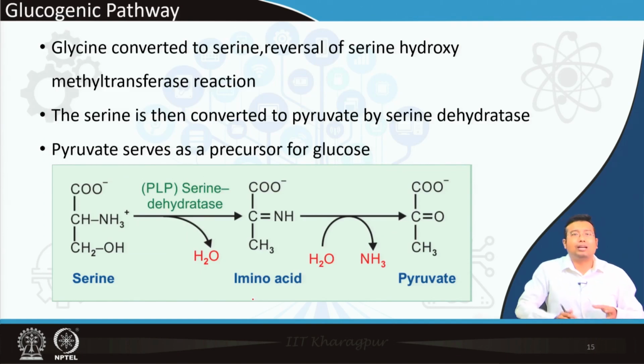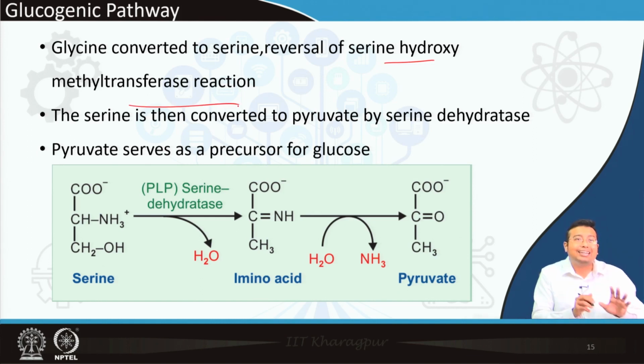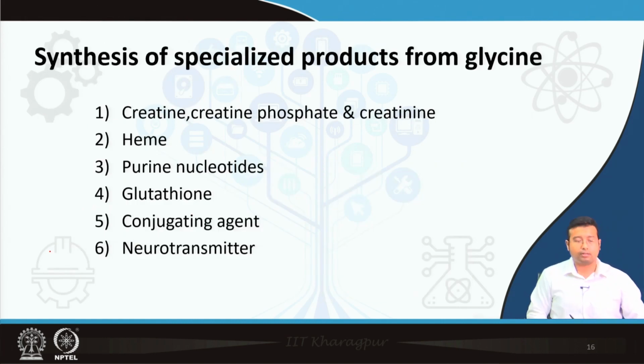Next, we are discussing the fate of glycine, how it can enter the glucogenic pathway. See, glycine, as we already discussed, can be converted to serine by the action of serine hydroxymethyl transferase, SHMT. Thereafter, serine acts as a precursor for glucose. How? Serine is acted upon by dehydratase enzyme, one water molecule goes out, it forms an amino acid, and ultimately one water molecule enters again and ammonia is removed. So, by deamination, it forms pyruvate. So, glycine is ultimately converted via serine to pyruvate, right.